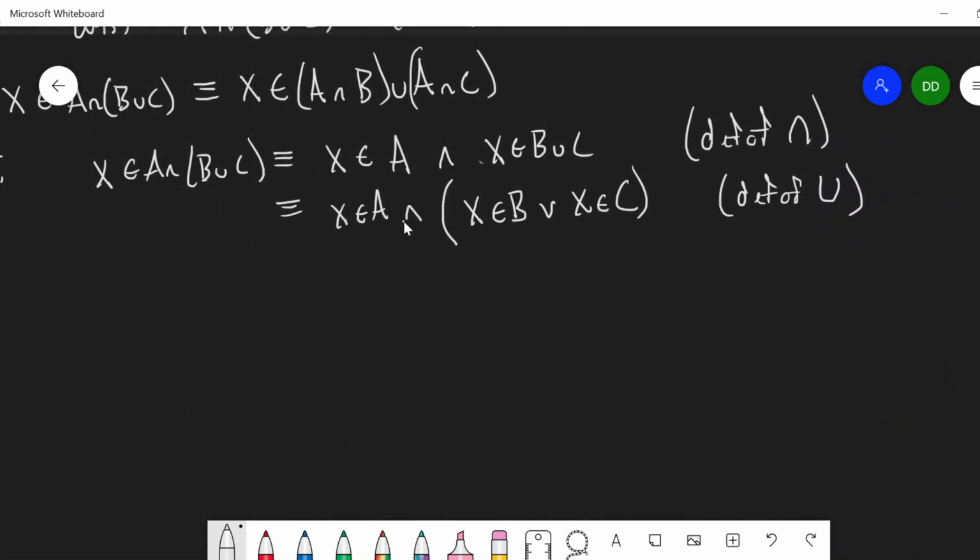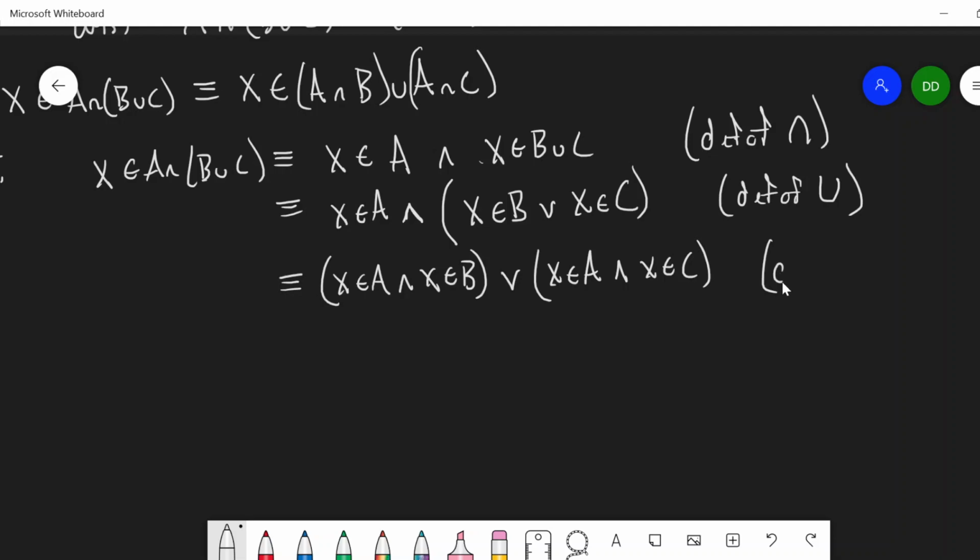And now, where do we go from here? Well, how about use a distributive law? Look, I have a conjunction over a disjunction. So I can rewrite this using a distributive law. If you need to, go back and look at that distributive law. This would be X is in A and X is in B, or X is in A and X is in C. And so that's the distributive law. I'll say conjunction over disjunction. So all we did was apply a distributive law.